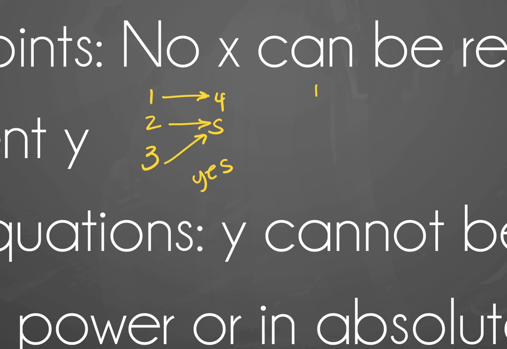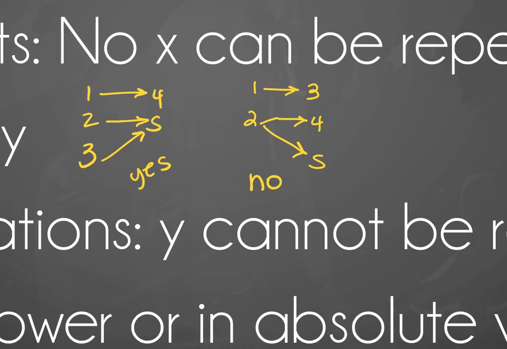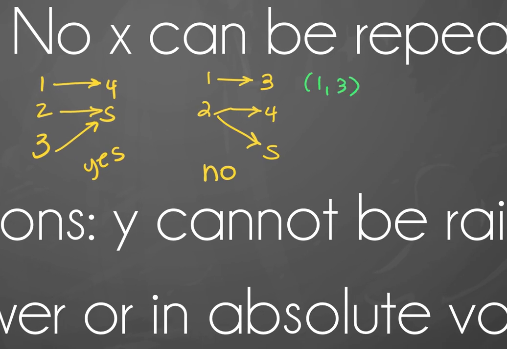But if I had 1, 2, 3, 4, 5, and 2 went with 2 different y's, this is when it's not a function. If it's confusing in table form, rewrite it as coordinate points. This would be (1, 3), this would be (2, 4), and this would be (2, 5). And the problem exists here. The same x cannot repeat with a different y. If that happens, it's not a function, okay?